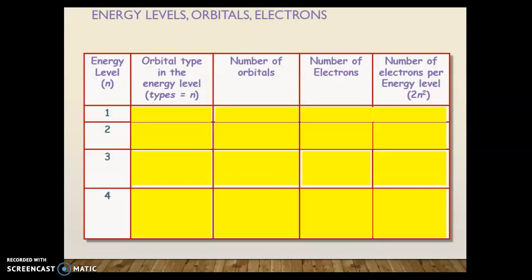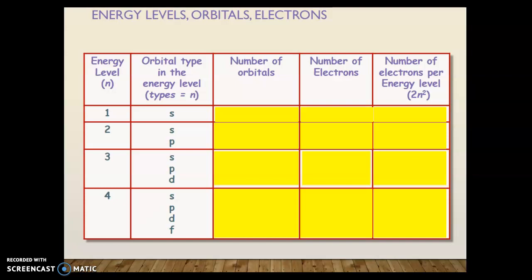So if we break this down, in my first energy level, I contain only the S subshell. In my second energy level, I contain my S and my P subshells. Third energy level contain S, P, and D. Fourth energy level, S, P, D, and F. Okay? I have S, P, D, and F from my 4th energy level through my 7th energy level.